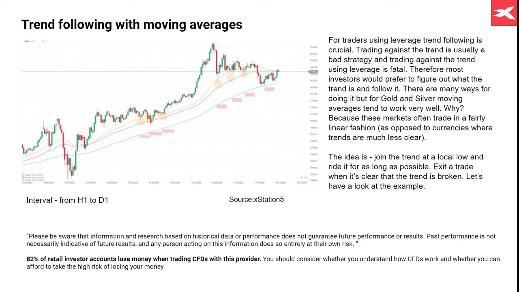The interval usually used with this can vary anywhere from the hourly interval to the daily, because for traders using leverage, trend following is crucial. Trading against the trend is usually a bad strategy, even more so when using leverage. Therefore, most investors would prefer to figure out what the trend is and follow it. There are many ways of doing it, but moving averages tend to work very well for gold and silver.